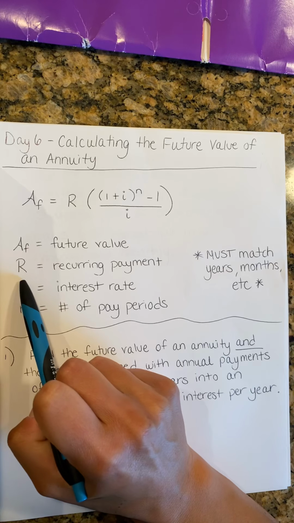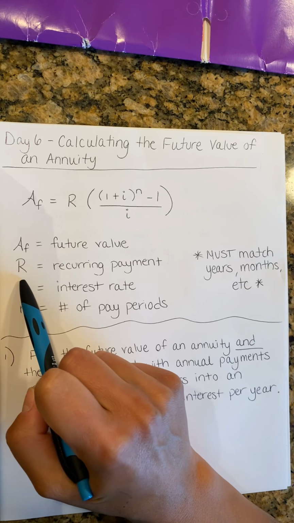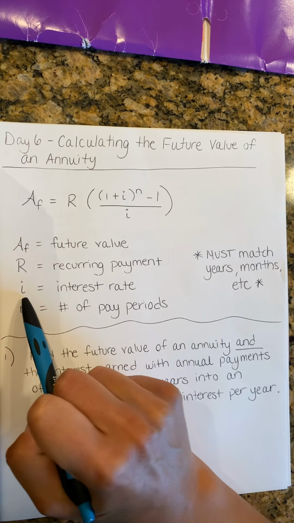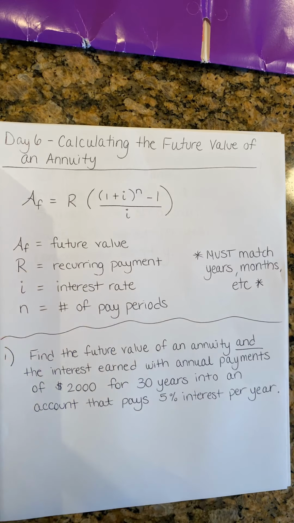The R is your recurring payment. So that is going to be the payment that you put in every week, every paycheck, every month, every year, whatever you decide that you're going to put money into this. That's your R, recurring payment. Your i is your interest rate. Now, your interest rate is going to kind of go back to when we first did Day 1, where if we did monthly and we were compounded monthly, we needed to divide it by 12. You may need to do that with your interest rate. We'll get to that in the second example.